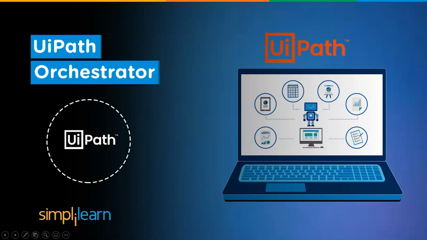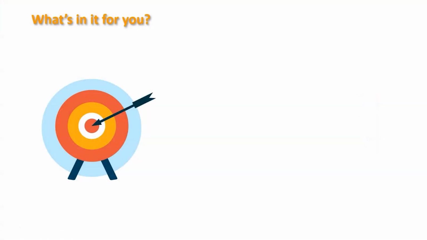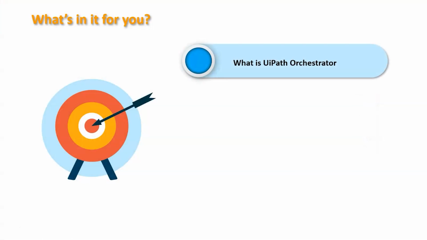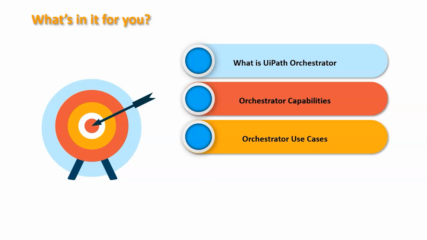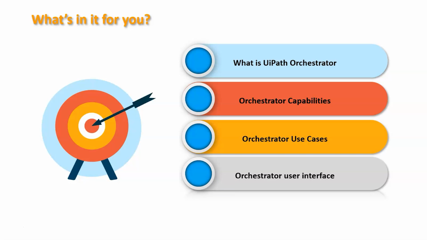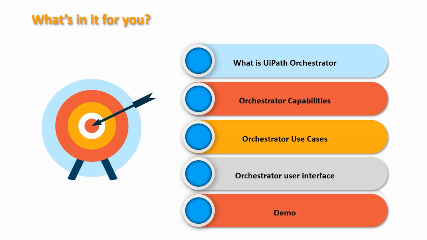Let's look at today's plan. We will first see what is UiPath Orchestrator. Then we will look at the Orchestrator capabilities as to what things the Orchestrator is responsible for. Post that, we will see the use cases of the Orchestrator. And then we shall see the Orchestrator user interface and understand the different components present in it. Finally, we will look at the hands-on demo.